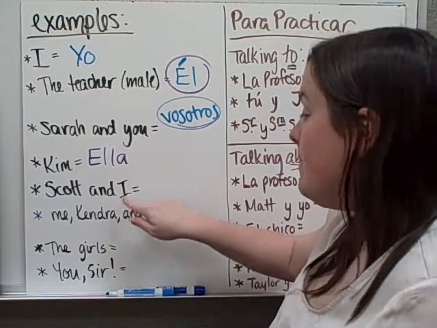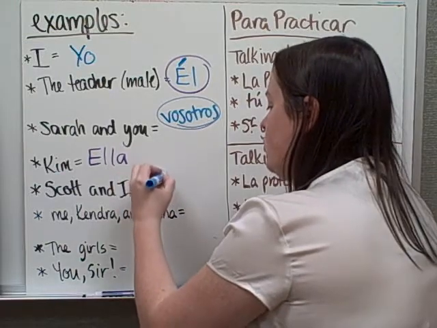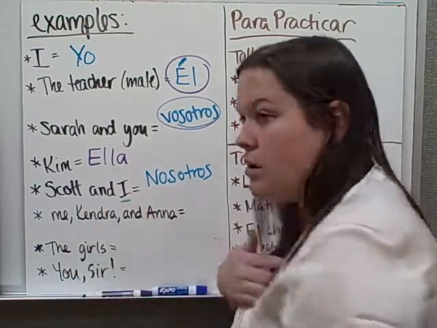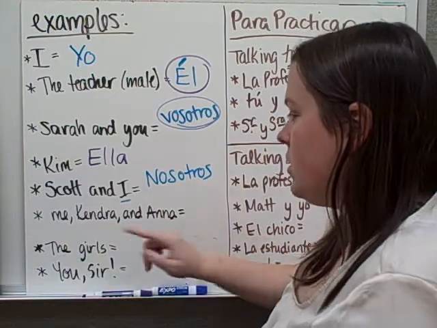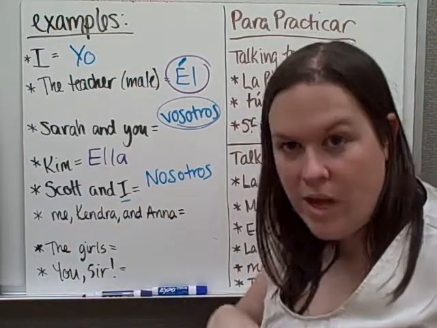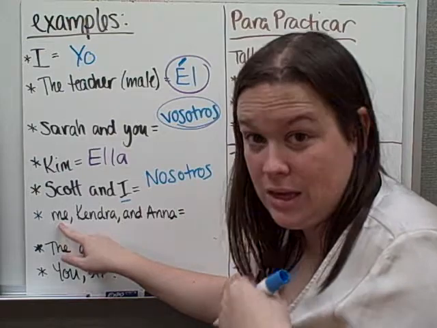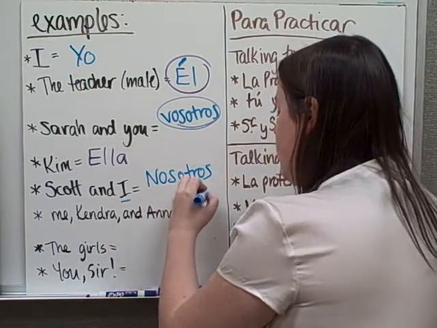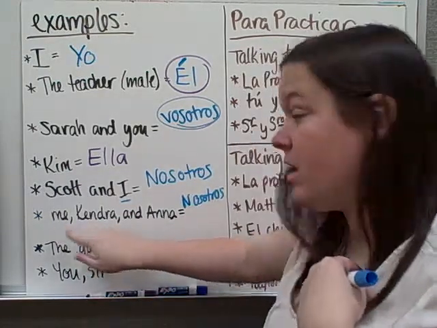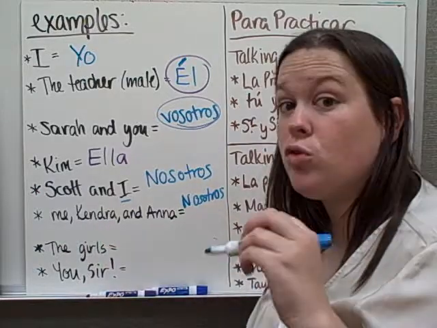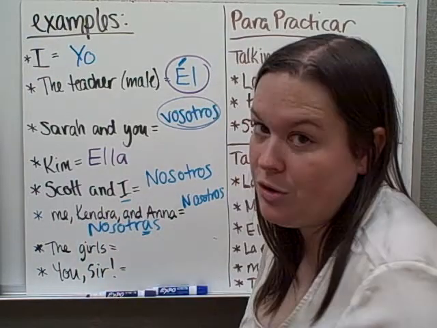Scott and I, me and anyone else, becomes we. So I would write nosotros. Even though I'm a girl, Scott is a guy, so we have to use the masculine form. Me, Kendra, and Anna. So me and anyone else, again, becomes we. So that is going to be, if you're a guy writing this, nosotros. But if you're me or any of the girls in the room, because I'm a girl, Kendra's a girl, and Anna's a girl, instead of saying nosotros, we can all write nosotras. Only if you are a girl and you're writing that sentence.